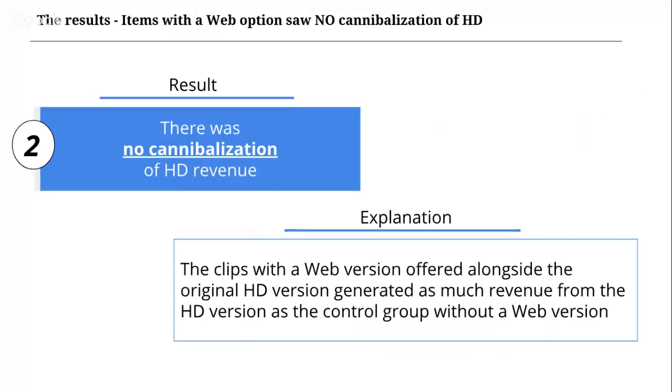Number 2, and I think this is the thing that was most astonishing and most important to us, was that there was no cannibalization of HD revenue. People who were buying the web format were not making a trade-off decision. It was almost purely incremental revenue, new people coming in and buying the web content. Clips with the web version offered alongside the original HD version generated as much revenue from the HD version as the control. I'm going to show you that in a second, but I wanted to state it first.